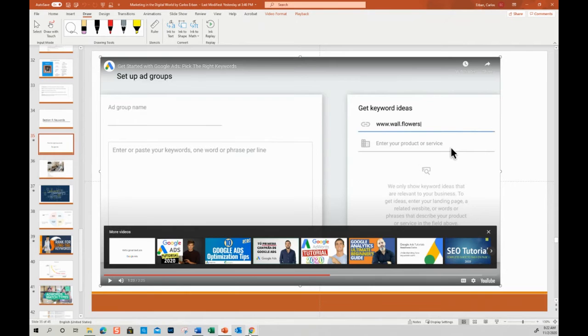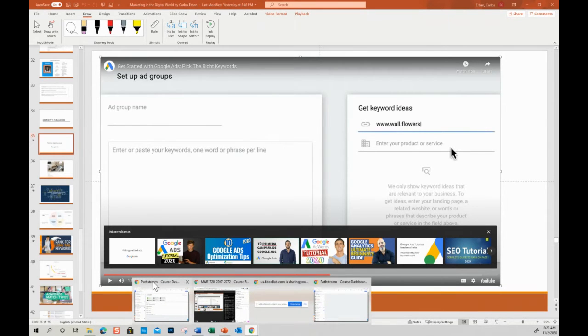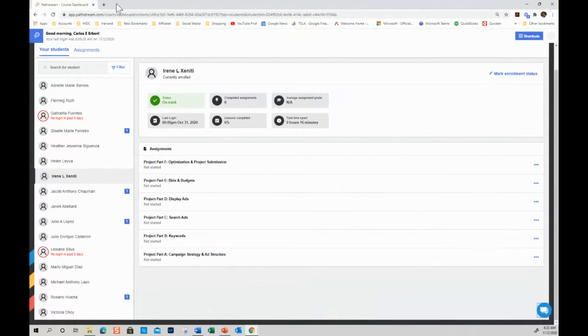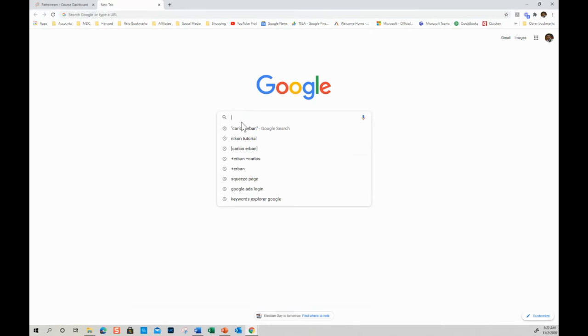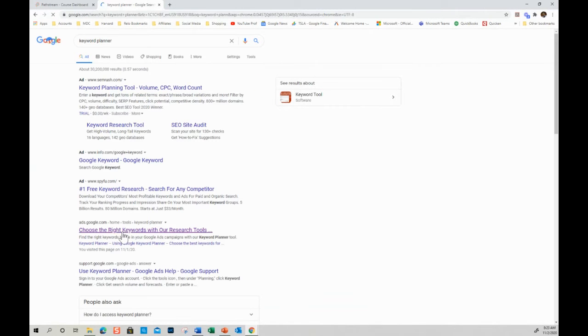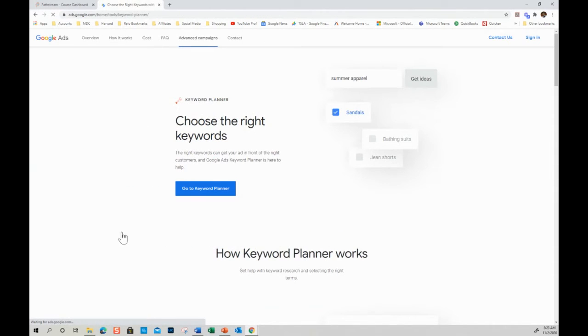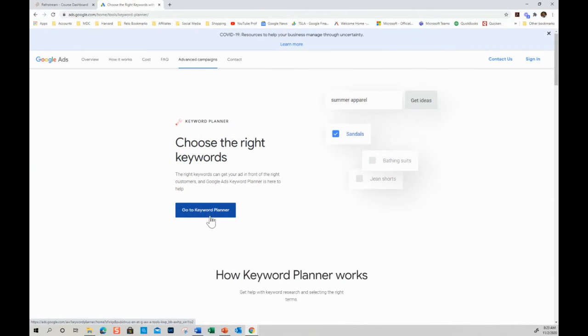And if you're a little bit lost, let's go now to, let's open Google here. Let's say you're like, oh, I don't know where to go. Just put Keyword Planner. So don't click the ad, right? So here, go to Keyword Planner. If you haven't signed in, then you sign in first.